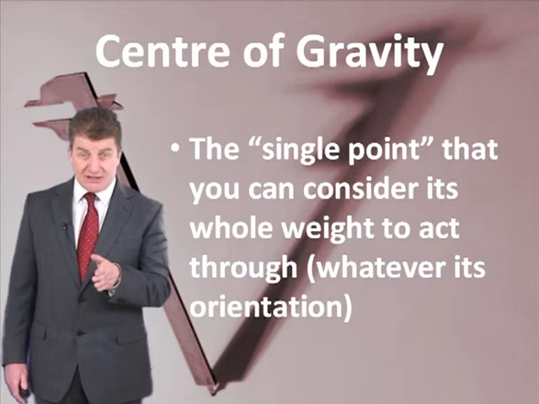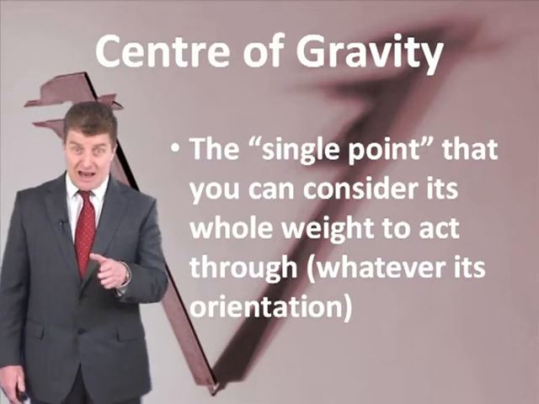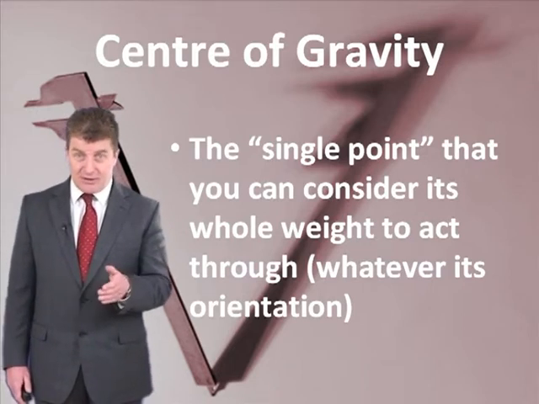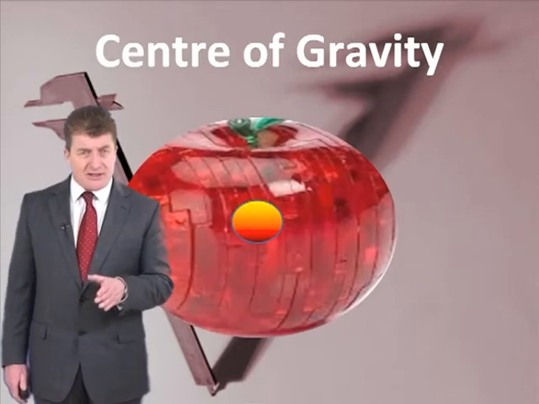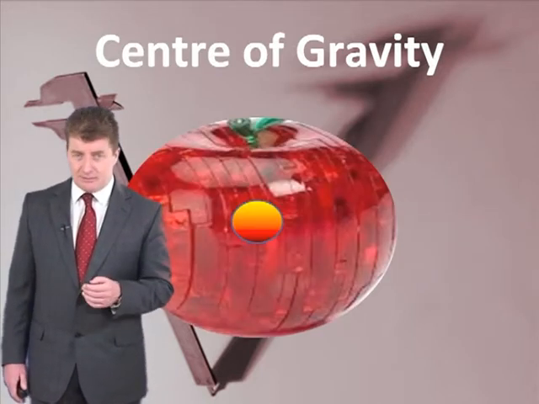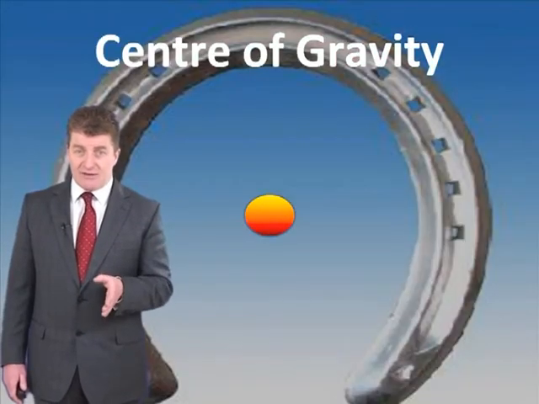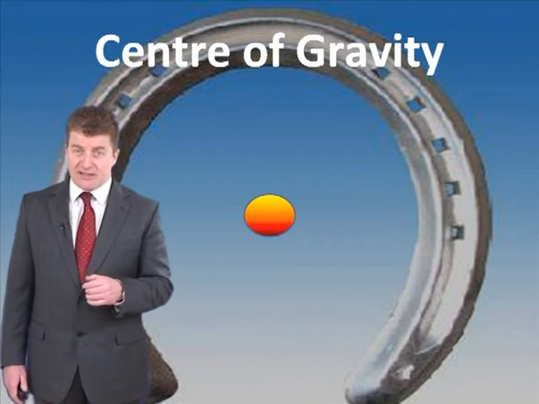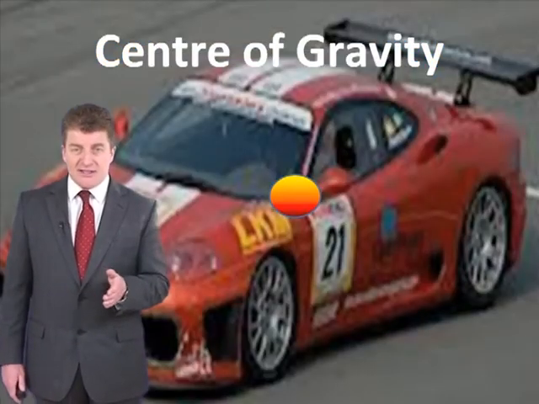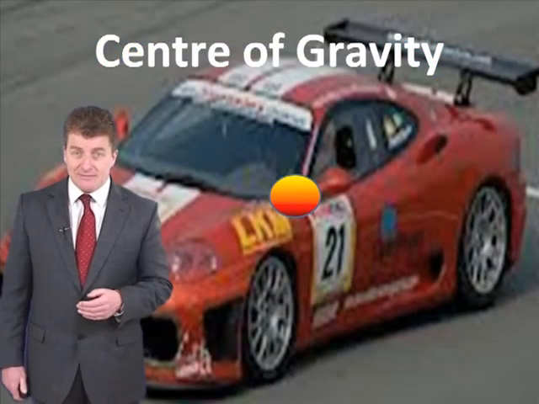Although it's possible for the centre of gravity to fall outside the object, it's the point at which it would balance. As you can see here, this is the centre of gravity for an apple. This here is the centre of gravity of a horseshoe. You see it falls outside its shape, but that would be the centre of gravity of that horseshoe. And this is the centre of gravity for a car.